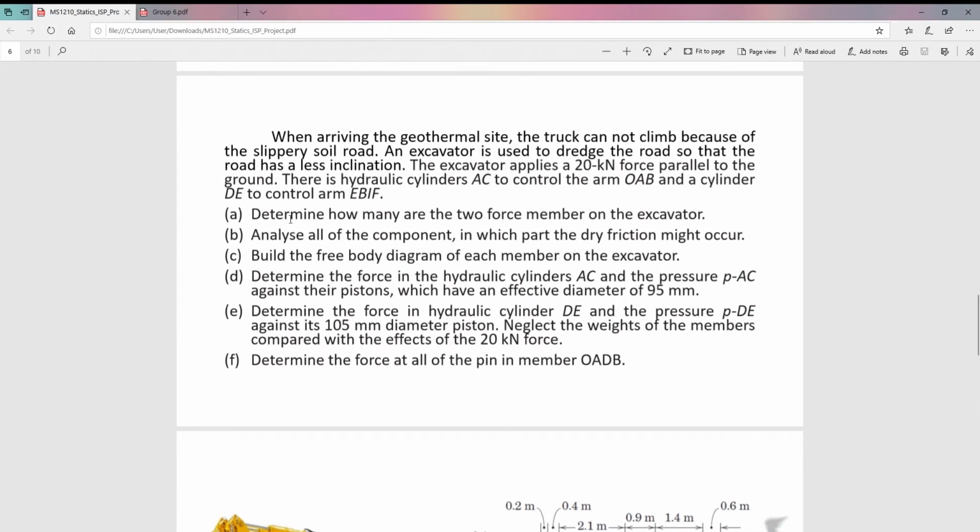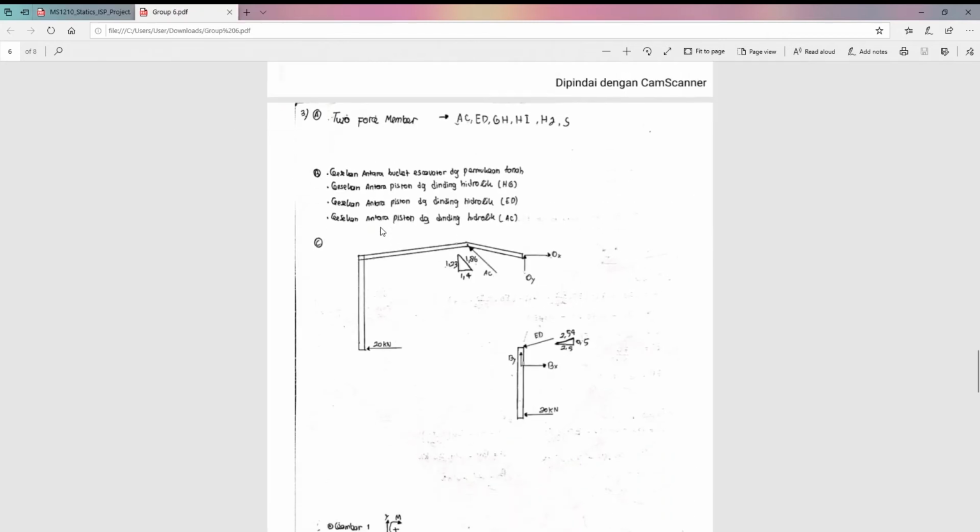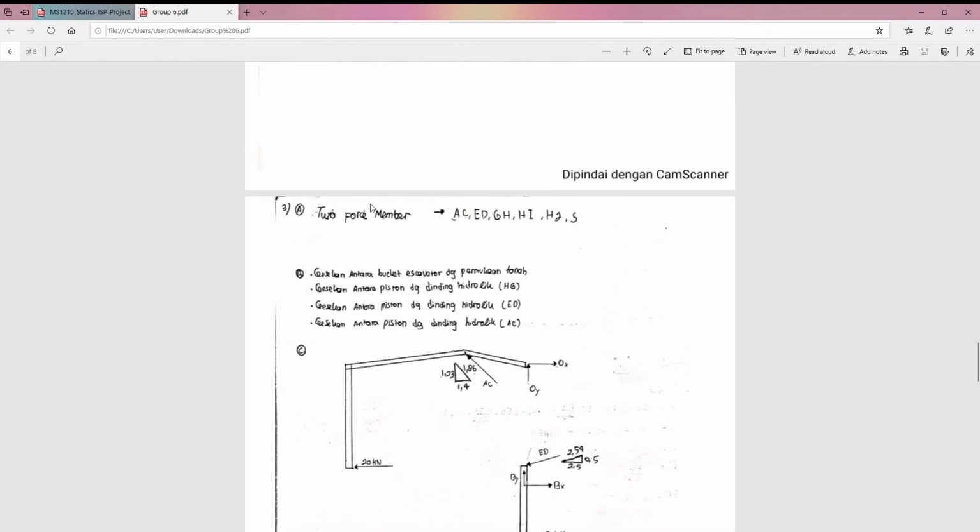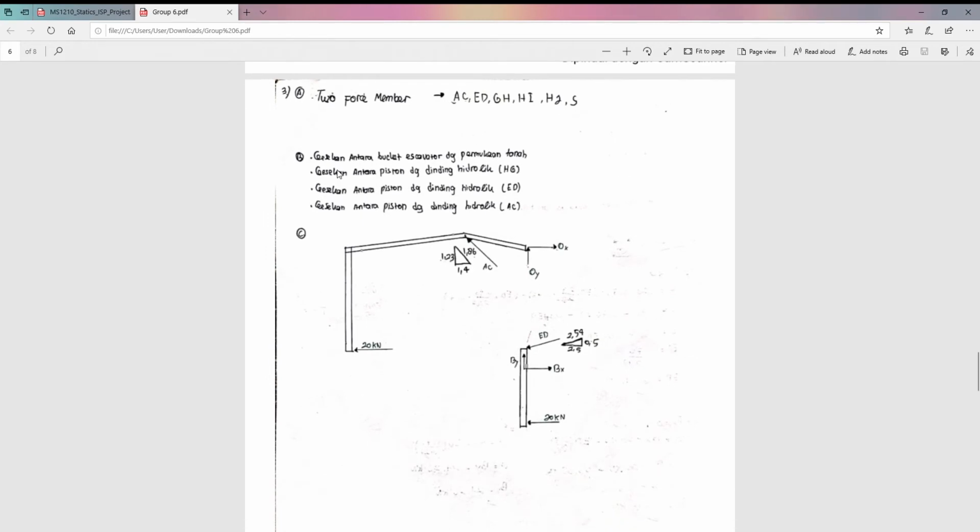And for the second question, analyze all of the component in which part the dry friction might occur. So according to our thinking, the dry friction, or in bahasa Indonesia could be called the gesekan. We have four: gesekan antara bucket excavator dengan permukaan tanah, from piston to the hydraulic HG, piston ED, and also piston AC.